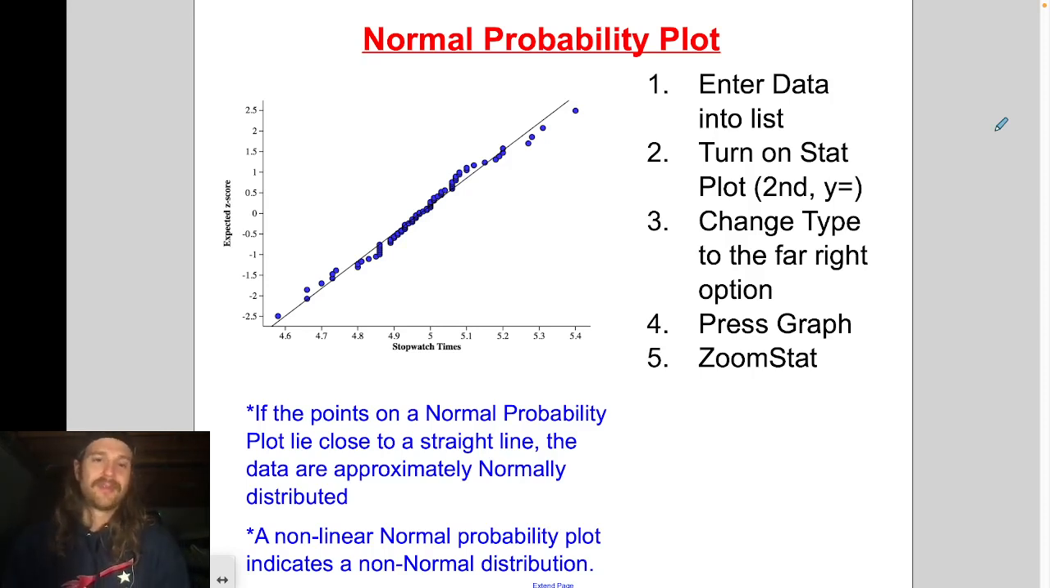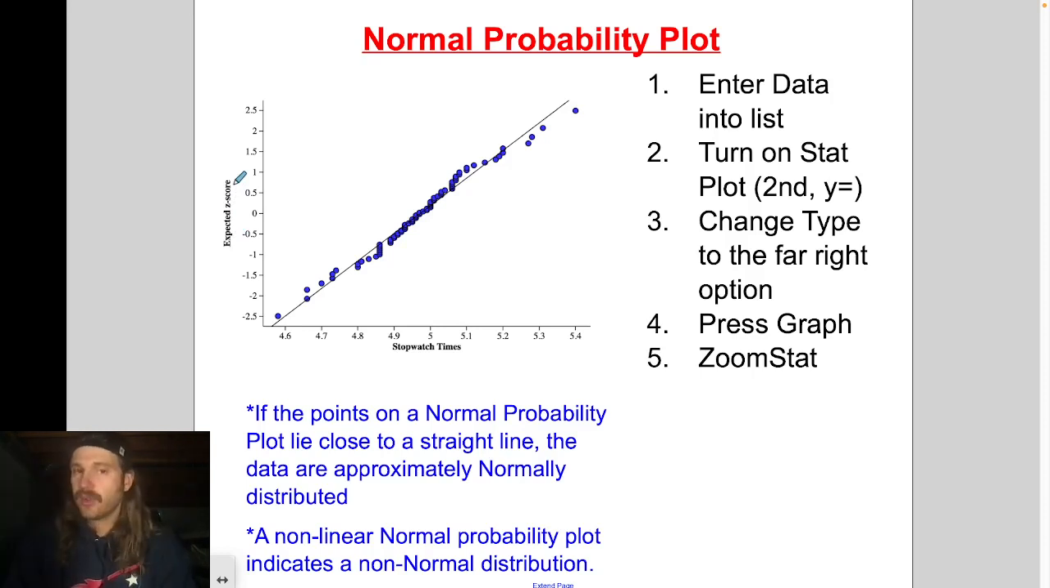So what are we actually graphing here? On the bottom, on our horizontal axis, we have all of the data that was collected in one variable. So this is actually a univariate graph. But we have something up here. What this is, is the expected z-scores that you would see if the data were perfectly normally distributed.